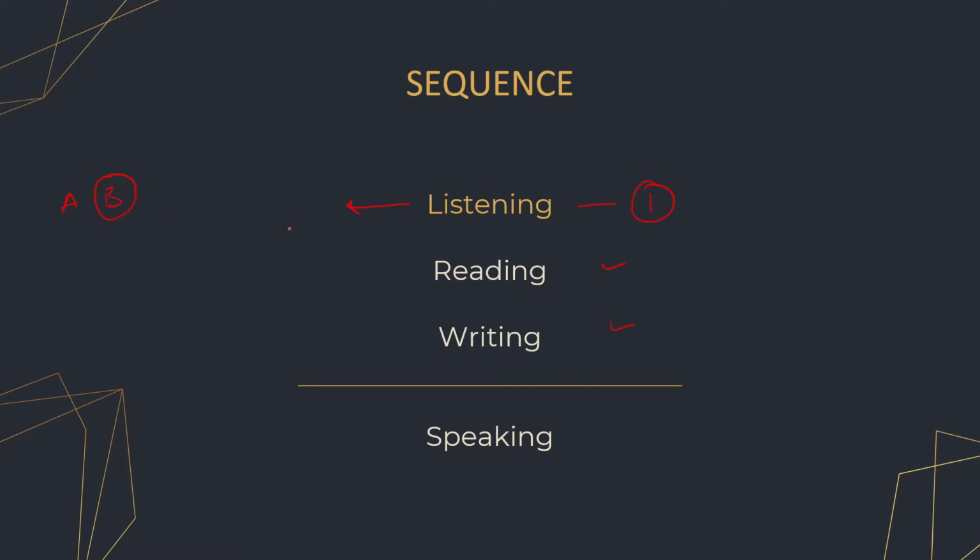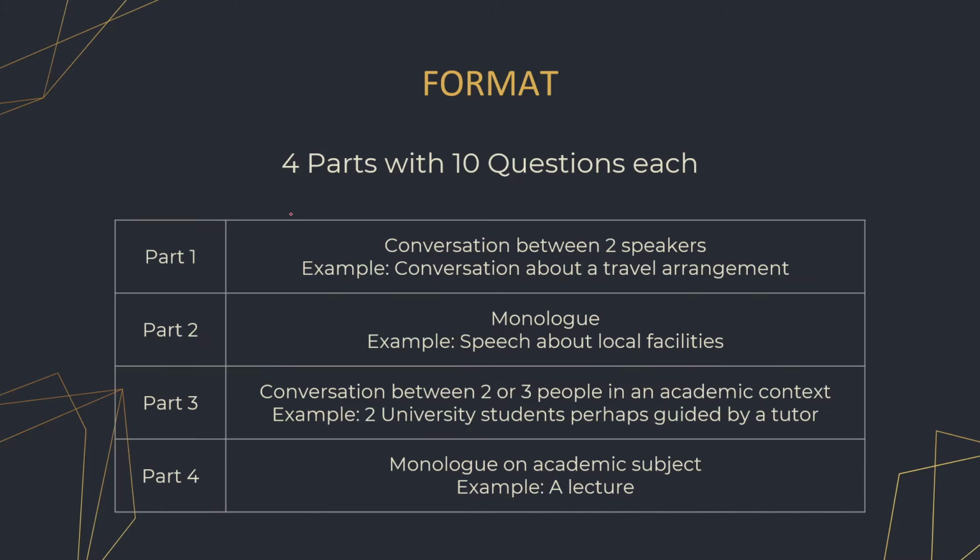So let's understand the structure of the listening section. The section primarily has 4 parts and each part has 10 questions. The first part is basically a conversation between two speakers in a social context. For instance, it could be a conversation about a travel arrangement wherein a customer could be speaking to a travel agent to book a ticket for a train or say a bus.